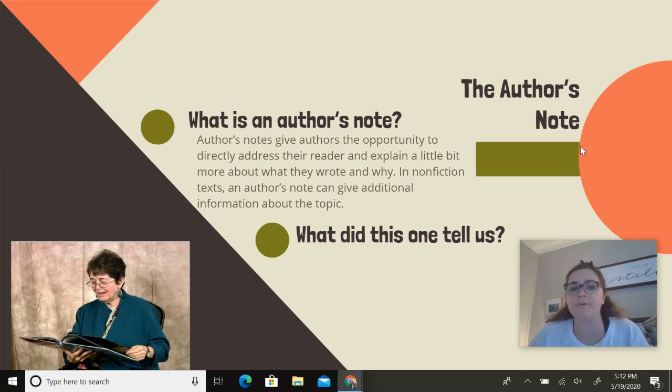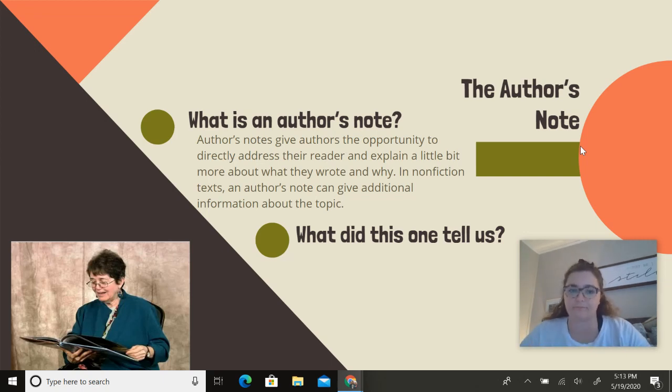So an author's note, just before we talk about it, gives the author the opportunity to directly address the reader. A lot of times in these fiction stories, authors don't get the opportunity to say exactly what they're thinking, because they're telling a story. And so in an author's note, they can directly address the reader and explain a little bit more about what they wrote and why they wrote it. And in a nonfiction text, an author's note can give additional information about the topic.